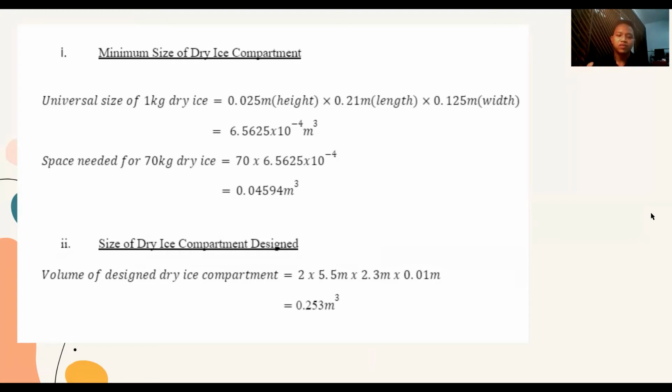We designed a dry ice compartment by putting a grill in the container located 5 cm above the floor and 5 cm under the roof of the container. From this, we obtained 0.253 meter cube of space. From this value, the dry ice compartment designed by us has enough space to store 70 kilo of dry ice that can keep the container cool for this 5-hour journey. Thank you.